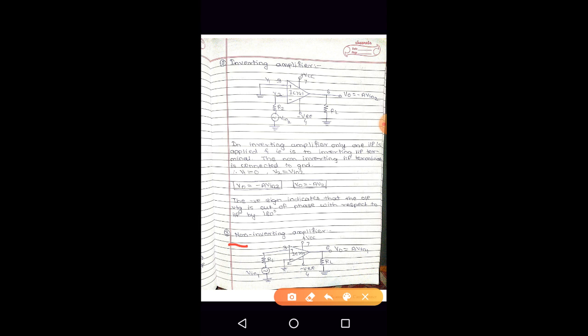Non-inverting amplifier. Now what is here? See the diagram. In a non-inverting amplifier, it is exactly opposite to the inverting amplifier. In a non-inverting amplifier, you have to connect the inverting terminal, that is pin number 2, to ground, and apply the AC power supply to pin number 3, that is the non-inverting terminal. So it is called the non-inverting amplifier.